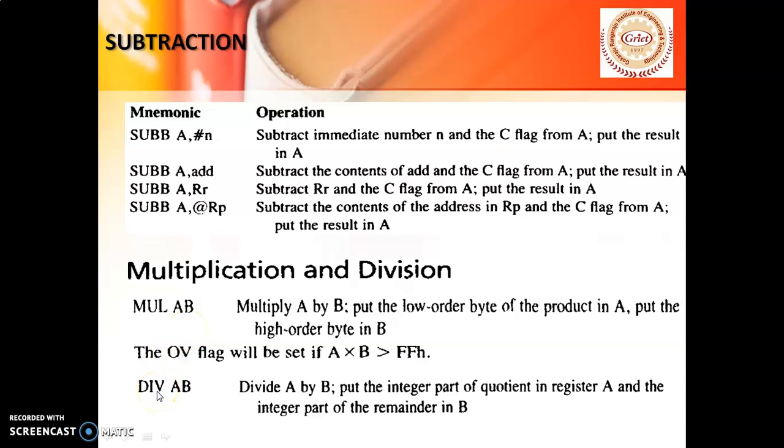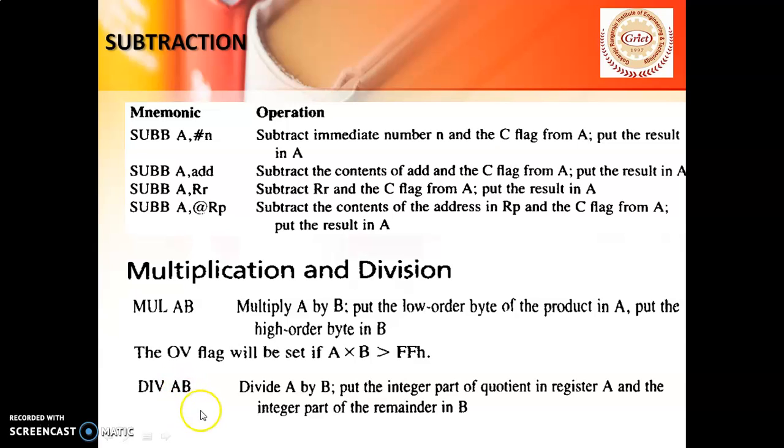Now let's talk about the next operation, called division. There is only one instruction for division operation, that is div AB. The mnemonic is div and the operand is AB. This instruction performs the division operation between the accumulator content and the B register content. After performing the division operation, we get two results, the quotient as well as the remainder. The quotient transfers to the A register and the remainder is transferred to the B register.